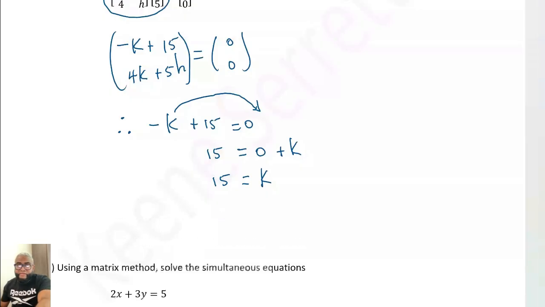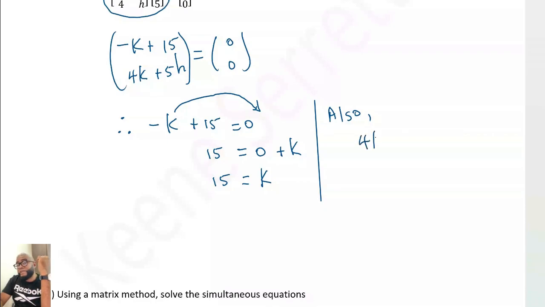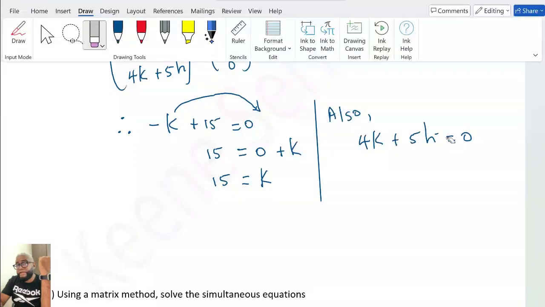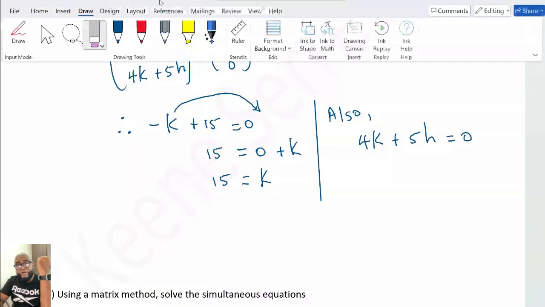What is the second equation I could form here? Just piggybacking off what I just said there. What's the second equation I could form here? Anybody could tell me? If this row is equal to 0, what goes on with the second row? 4k plus 5h would be equal to 0, because there's a 0 in that second row there for the answer. So this is equal to 0. This is equal to 0. Right, Pollard?